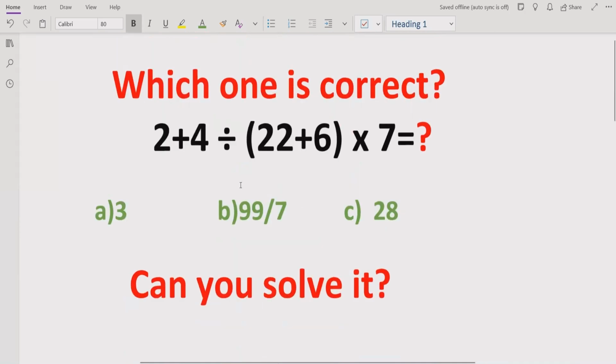Today we will solve another quiz which is related to the PEMDAS and BODMAS method. It is a very simple quiz and we can solve it. We have three answers here, and we will see which answer is correct.